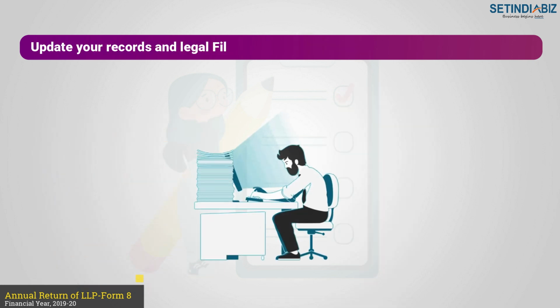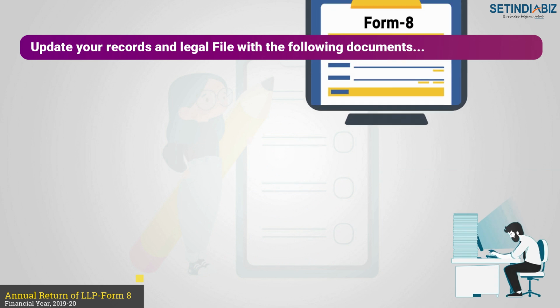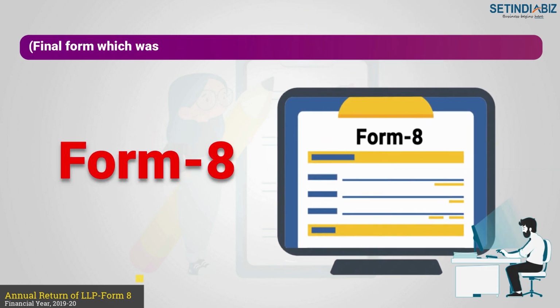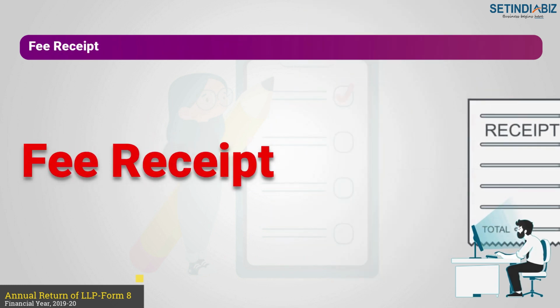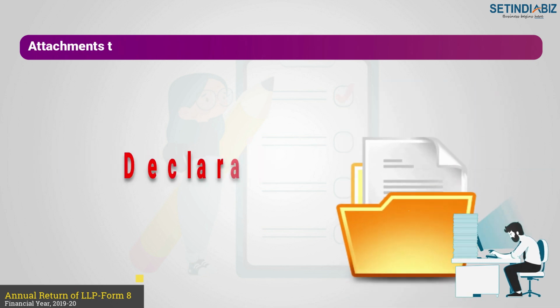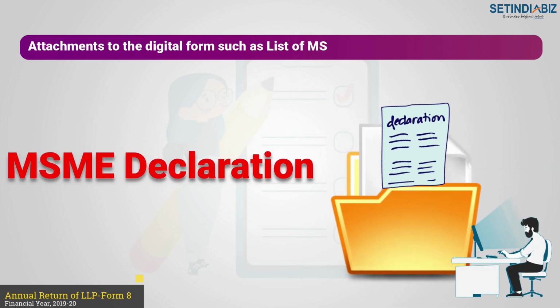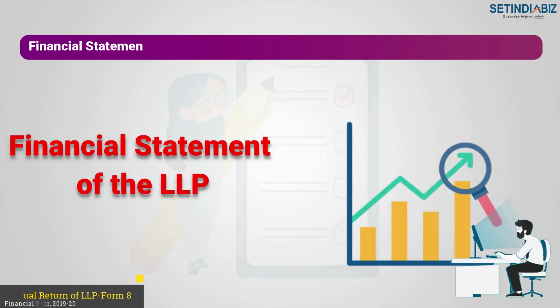Update your records and legal file with the following documents. Form 8, final form which was approved by ROC, fee receipt of filing the Form 8, attachment to the digital form such as list of MSME Declaration, financial statement of the LLP.